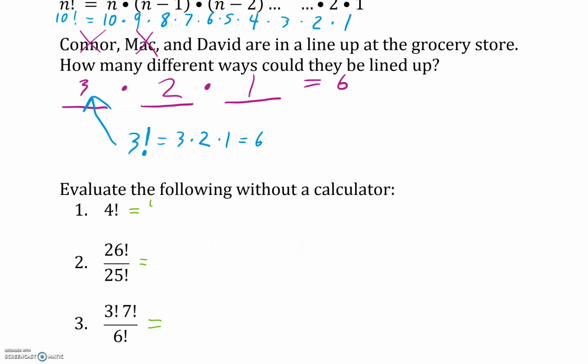Okay, so let's go through and try this out. So 4 times 3 times 2 times 1. So I'm just splitting it up. If I don't have a calculator, this is the best way to do it. So 4 times 6, so 24.